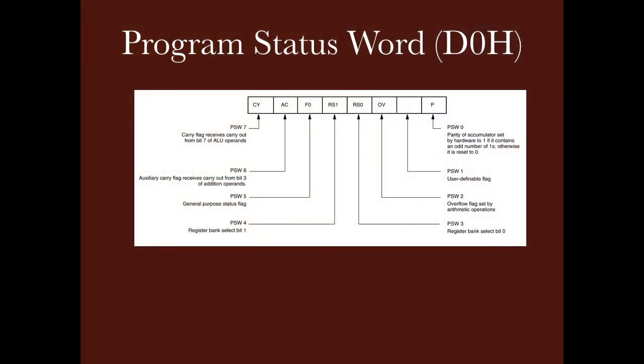Out of these SFRs, we'll discuss the program status word in detail here, and you can see it's an 8-bit wide register, but only 6 bits are used. The 2 unused bits are user defined flags. 4 of the flags used here are called conditional flags, meaning that they indicate some condition that results after an instruction is executed. They are carry, auxiliary carry, parity and overflow flag.